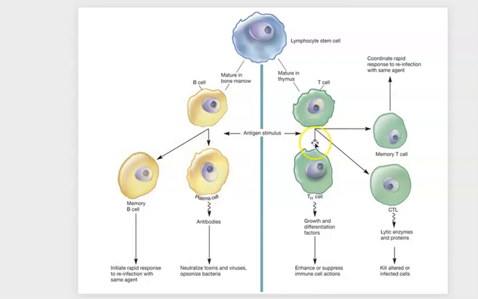T cells can actually differentiate into helper cells that coordinate the immune response, cytotoxic T cells that destroy intracellularly infected cells, just like NK cells, but these are specific to specific pathogens. And they can also form memory.